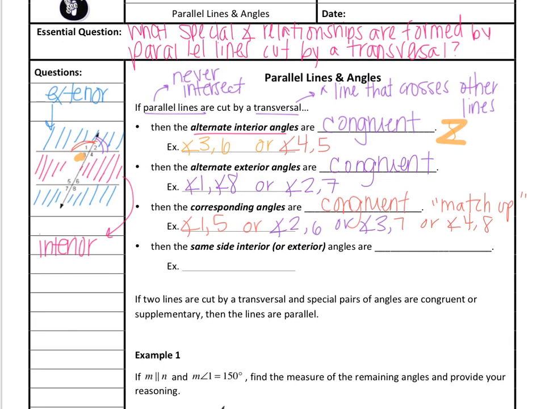Then the last type of angles that are formed are same side interior or same side exterior angles. And these are actually supplementary.